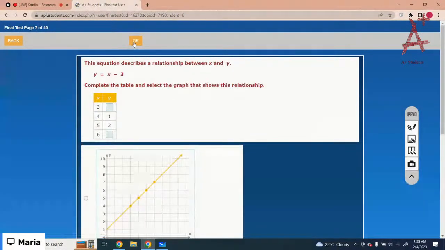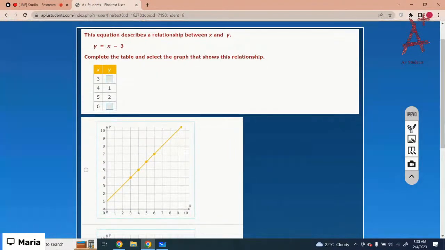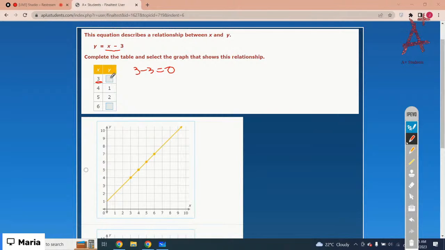Okay, the next one is: this equation describes the relationship y equals x minus 3. Complete a table and select the graph. When x equals 3, just replace the value. 3 minus 3 is 0. That means when x equals 3, y equals 0. When x equals 6, replace the x with 6. So it would be 6 minus 3 is 3. That means when x is 6, y is 3.